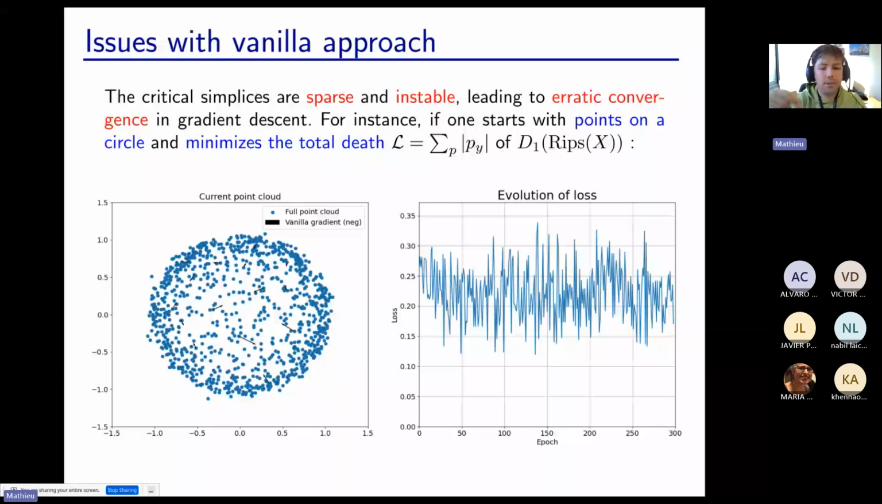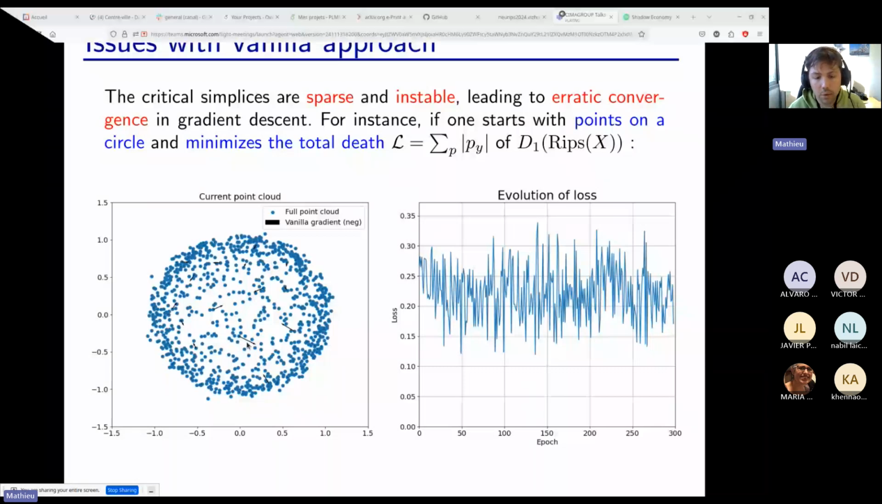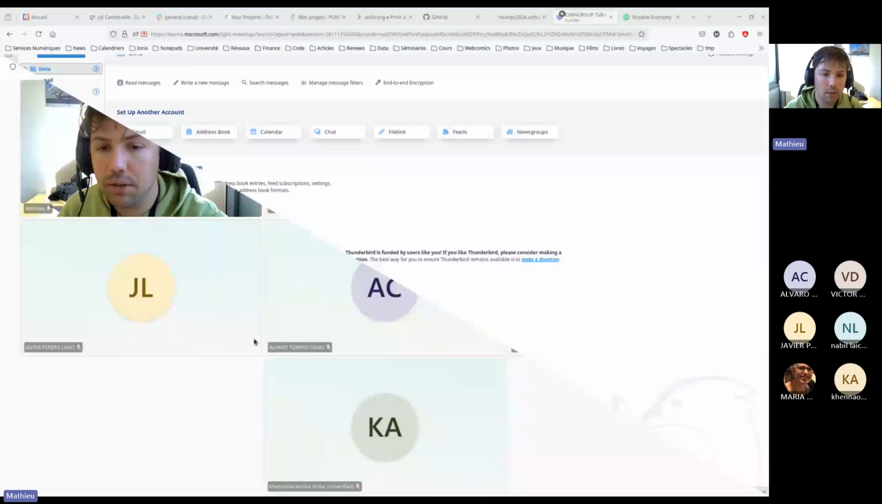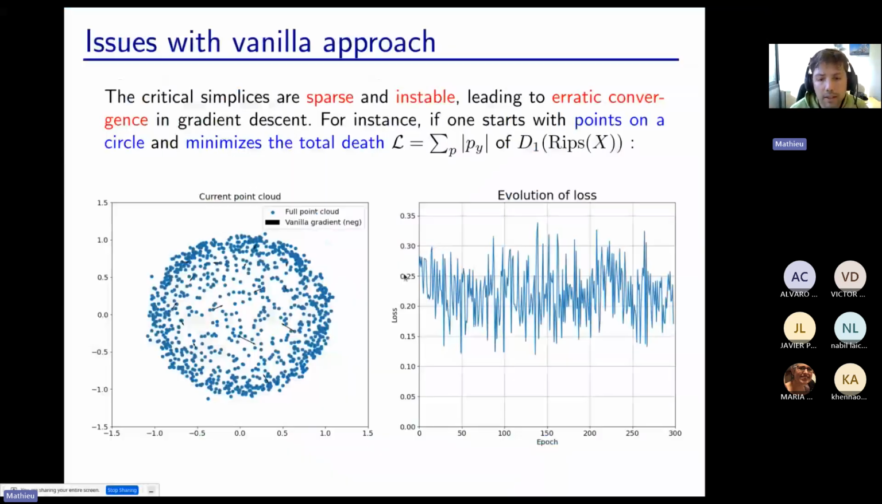This means that I update four points, the critical points. But then after I update this, the critical points will change because I've changed the filtration. And they are very unstable, in the sense that the new critical points can be very far away from the other ones, the ones that I had before. This is what I mean by instability, and this in turn often leads to losses that are super erratic like this and hard to minimize.